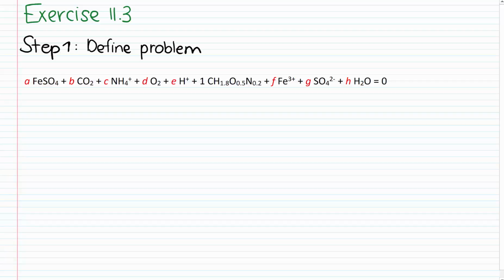In this video I will explain exercise 11.3, in which we will find the stoichiometric coefficients by solving a linear algebra problem. We will follow the 3 steps of coding, starting with step 1, defining our problem. We are given a stoichiometric reaction of the oxidation of pyrite by the bacterium Leptospirillum. Our task is to find the 8 unknown stoichiometric coefficients A, B, C, D, E, F, G and H. Now we can continue to step 2.